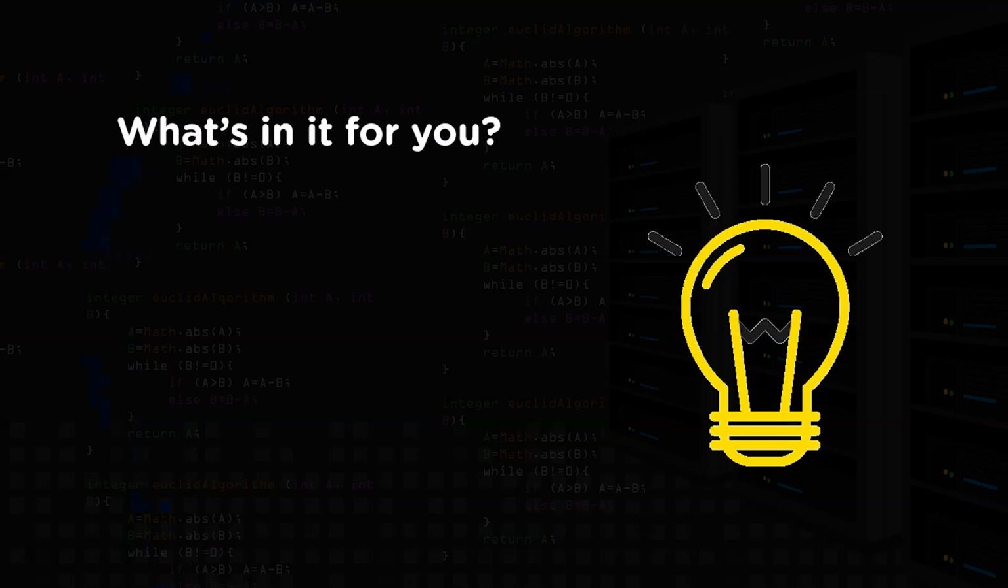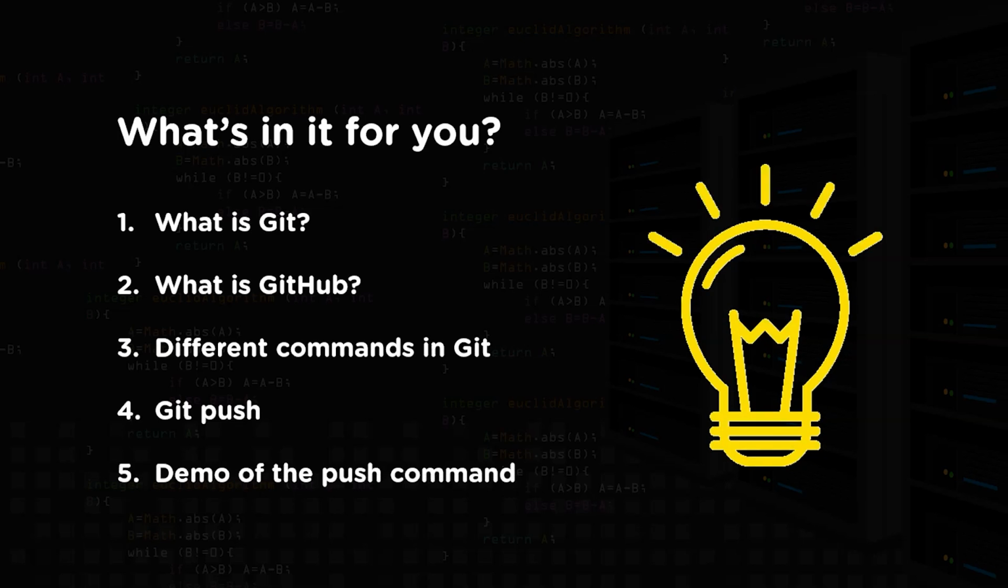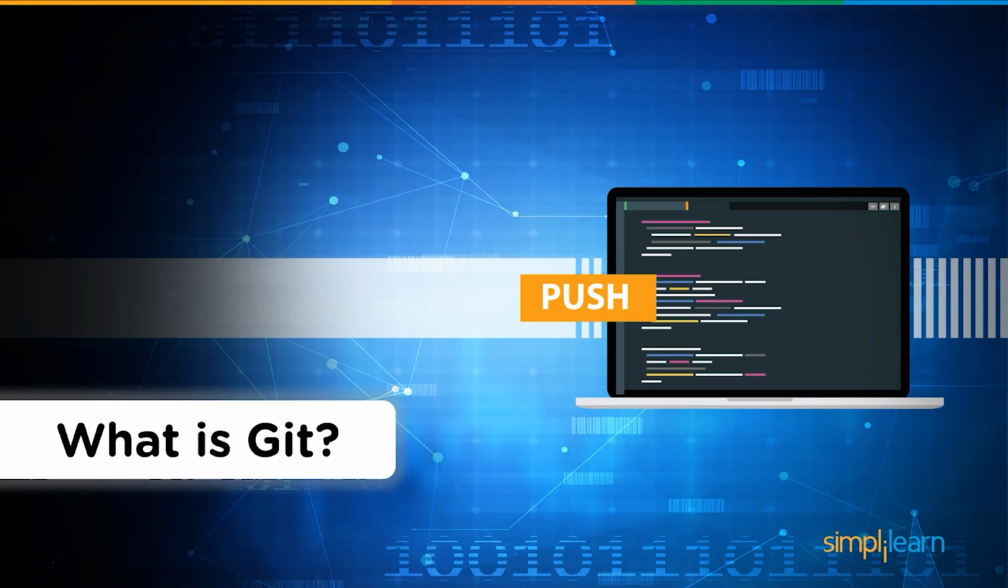Before we begin, let's have a look at all the topics we will be covering today. We will begin with learning the basics of Git. Then we will check what is GitHub, followed by different commands that we use in Git. Then we will start with Git push, and in the end, we will have a look at the demo of the push command. There we will learn how to push a file or a folder from the local repository to the remote repository. So without any further ado, let's get started with what is Git.